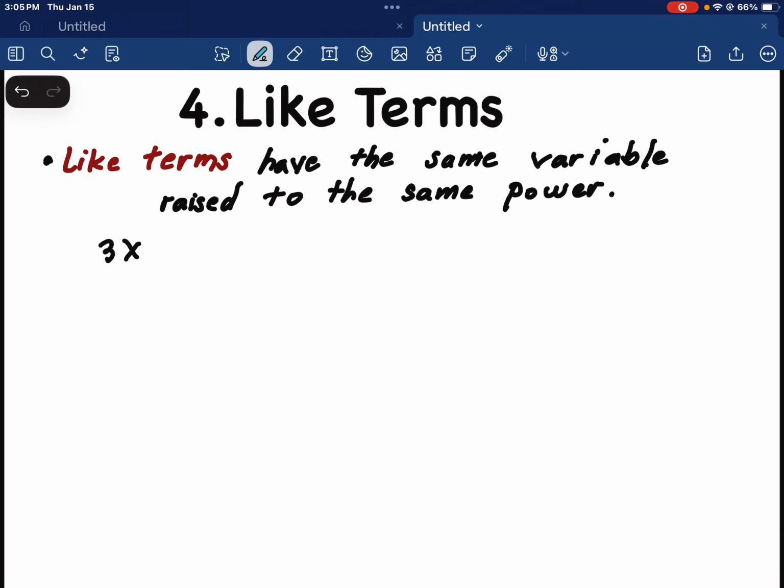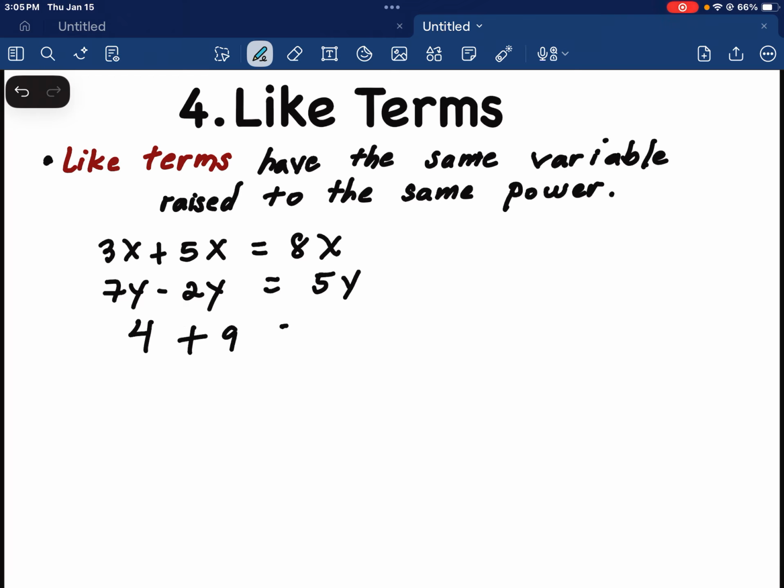Like 3x plus 5x, that would be 8x. 7y minus 2y equals 5y. 4 plus 9 equals 13.